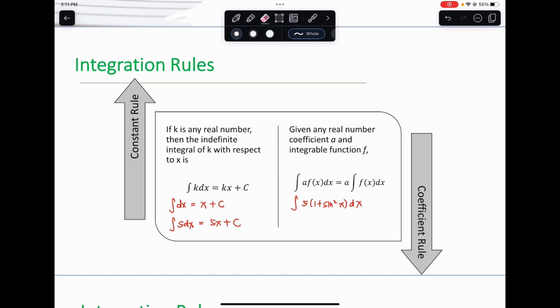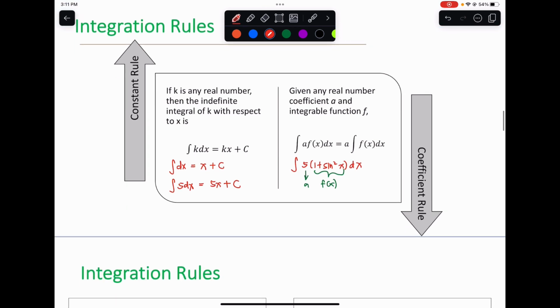If we are given an integral such as this, we can denote that 1 plus sine squared x corresponds to our f of x, and the 5 here corresponds to our coefficient a. It's a numerical coefficient. So I can simply move out the 5, and then the integral of 1 plus sine squared x dx. That is what we refer to as the coefficient rule.